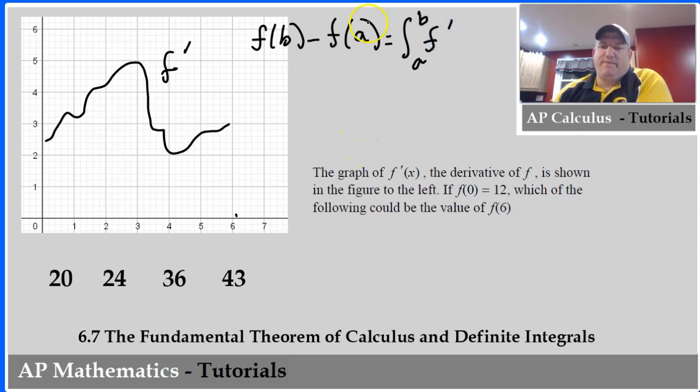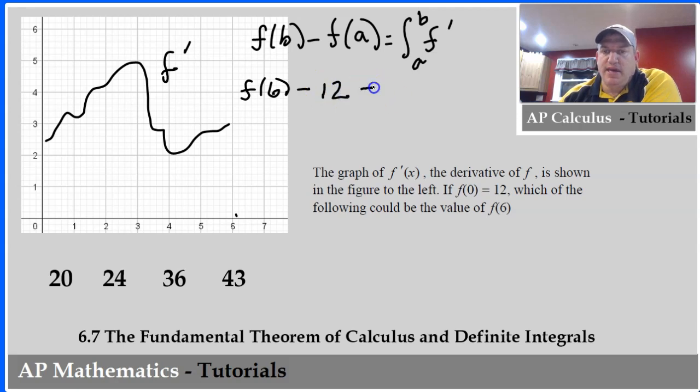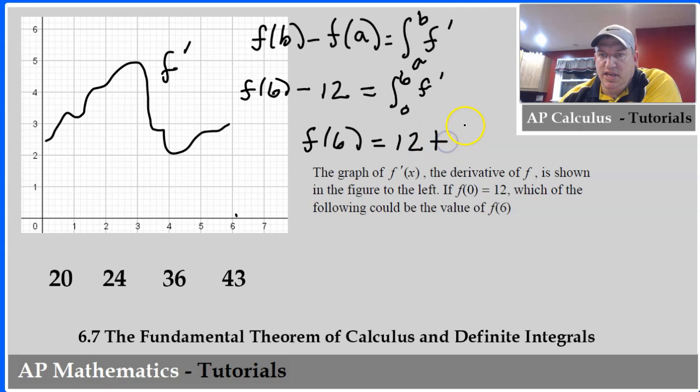And so we have a value, looks like of 0 and 6. So we're going to say f of 6 minus f of 0, which we know is 12, and that should equal the integral value from 0 to 6 of f prime. And then we could isolate f of 6 and get f of 6 is, we know it's 12 plus the integral value from 0 to 6 of f prime.